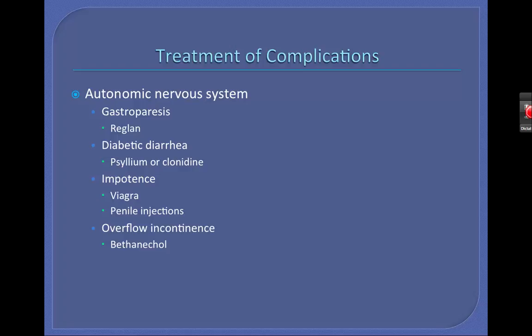For overflow incontinence, we use urecholine, which is a parasympathomimetic agent, and it's administered to treat gastric and urinary retention. This basically makes the stomach empty faster, and helps urinary retention.